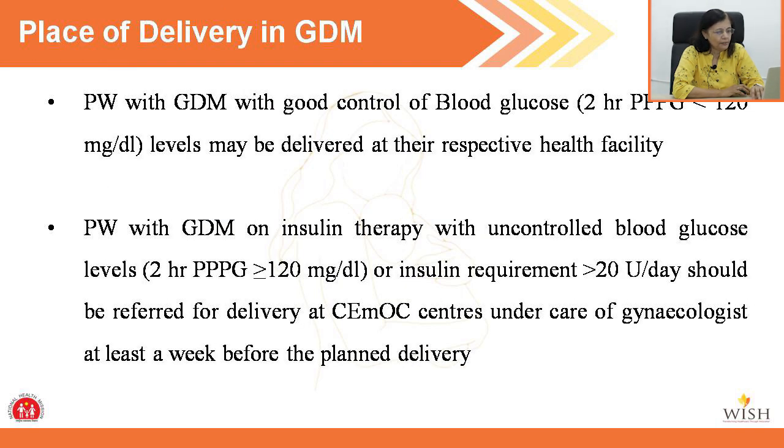Then insulin therapy in the uncontrolled patients: if you are giving 20 units of insulin per day and still it is not controlled, then these patients may go into preterm labor, and such patients need a planned delivery and hence should be referred to higher centers.